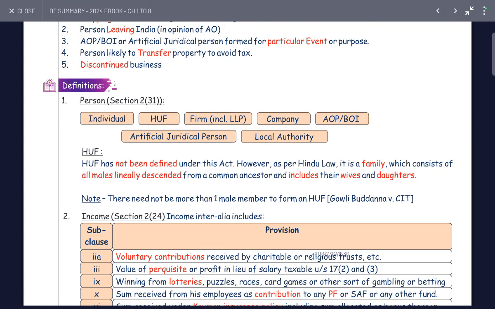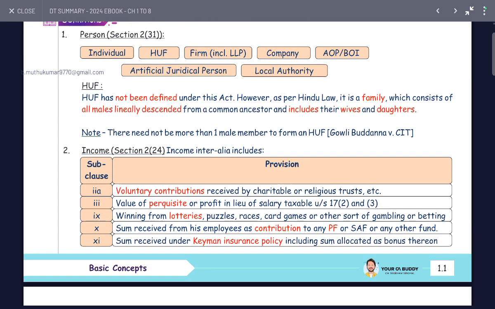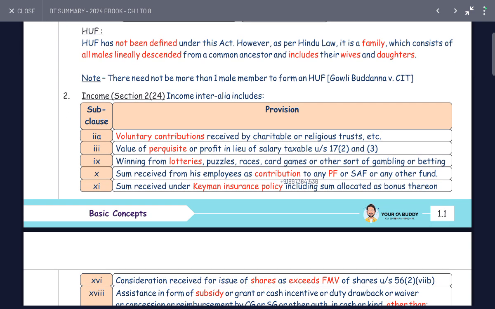Individual, HUF, firms, LLP, companies, AOP, BOI, artificial juridical person, local authority. HUF is not being defined in this Act. However, as per Hindu law, a family consists of all male lineal descendants from a common ancestor, including wives and daughters. There need not be more than one male member in one HUF.